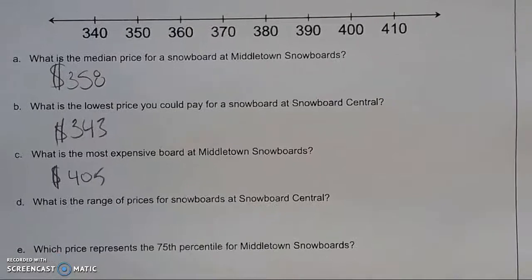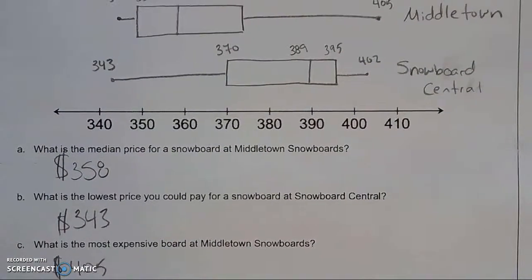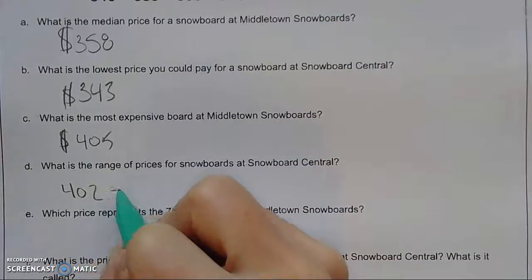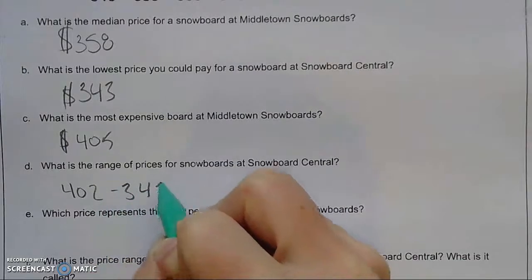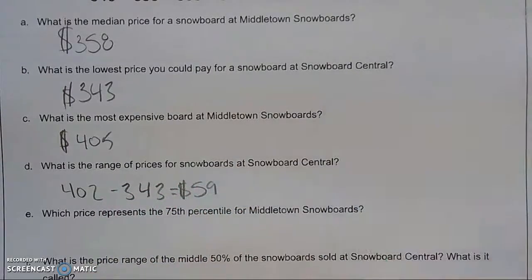All right, next question. What is the range of prices for Snowboard Central? Well, we know that range is max minus min. So that's going to be 402 minus 343, which is 59. So there's a $59 range in prices, lowest to highest.